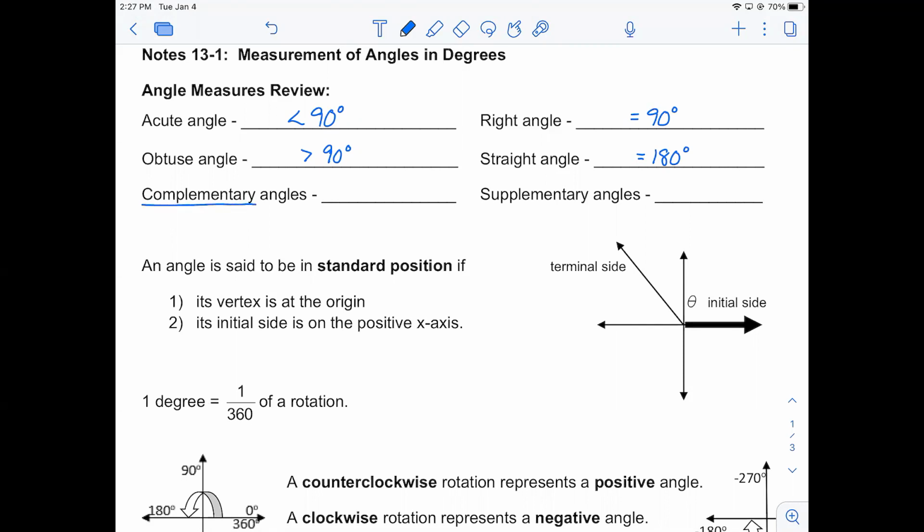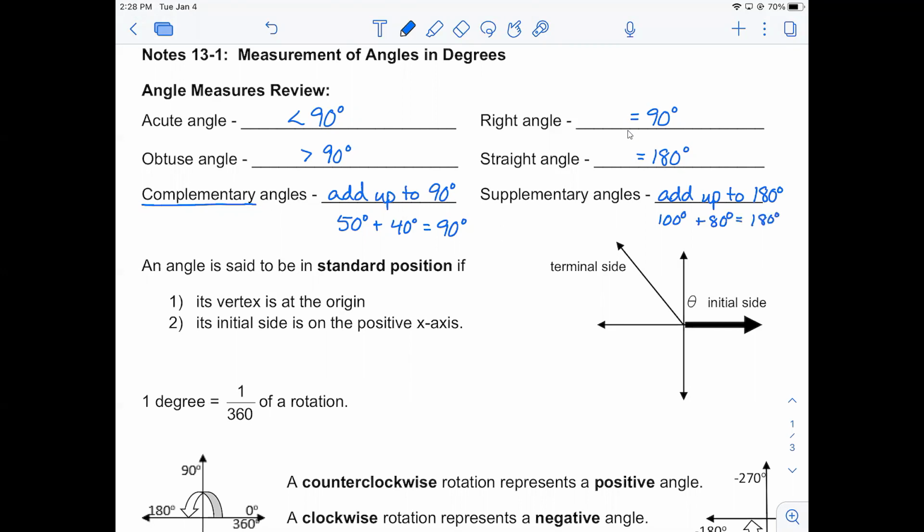Now, a couple of reminders from geometry. Complementary angles are angles that are going to add up to 90 degrees. Okay, so if you have an angle that is like 50 degrees and 40 degrees, those would be two complementary angles. Now, supplementary angles are going to be angles that add up to 180 degrees. Okay, so if I had a 100-degree angle plus an 80-degree angle, those two would be supplementary angles.